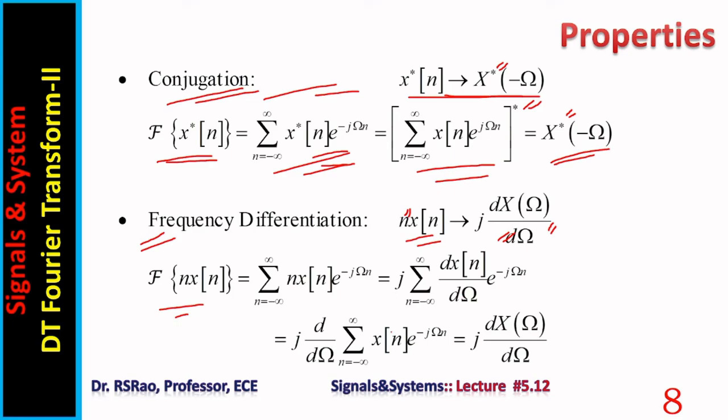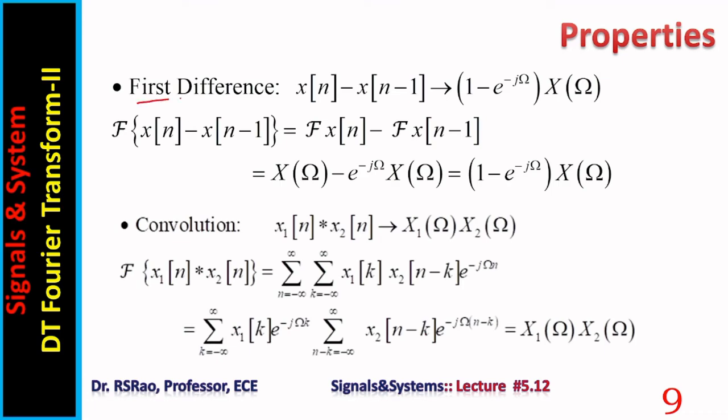D by d omega can be brought out. It gives us j d by d omega sigma n equal to minus infinity to infinity x of n e power minus j omega n. Now this can be identified as j dX by d omega.